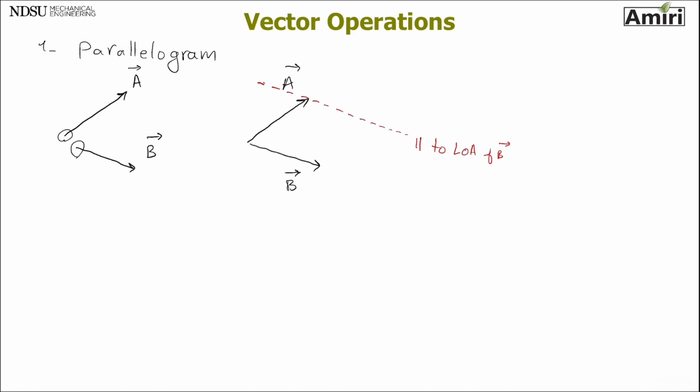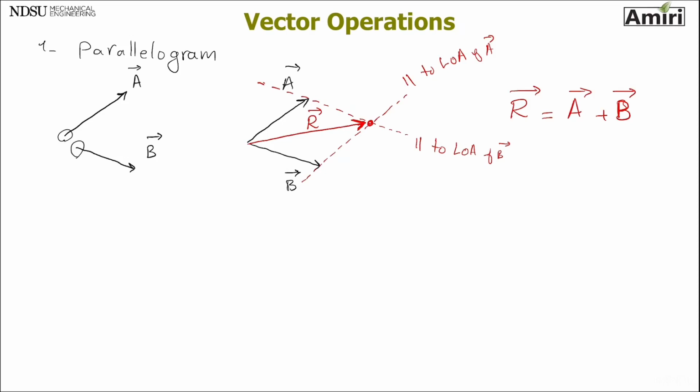From the head of B, we draw parallel to the line of action of A. You find the intersection and you connect the tail of the two vectors to this intersection point. And this vector R is just the addition of these two vectors.